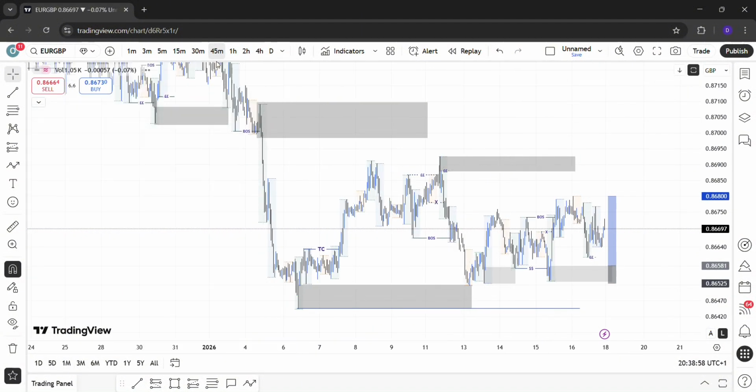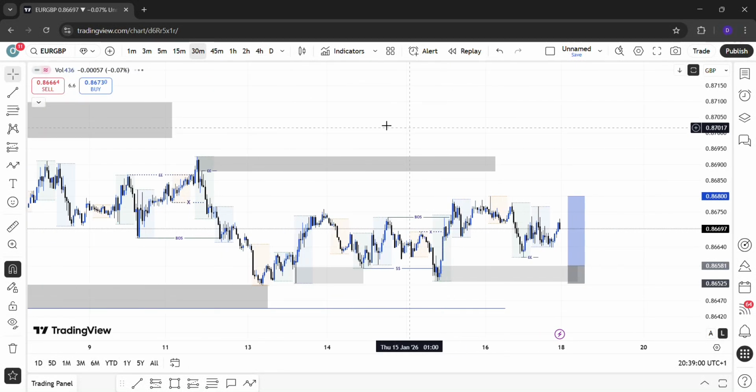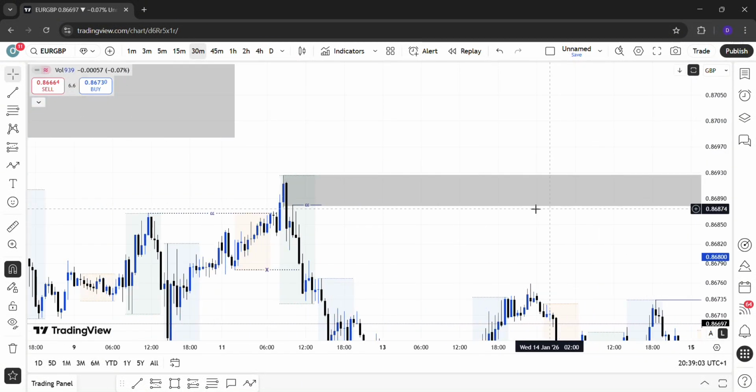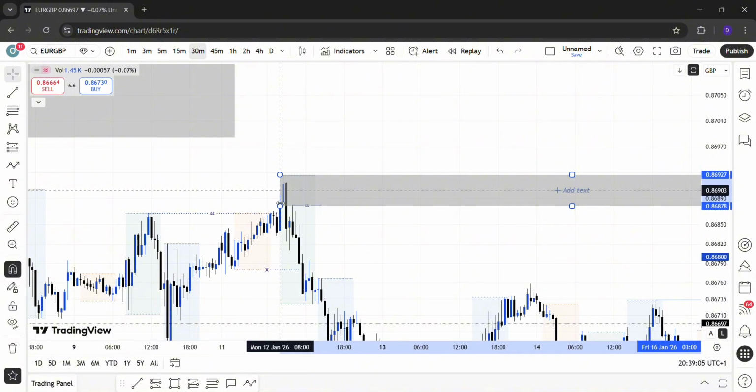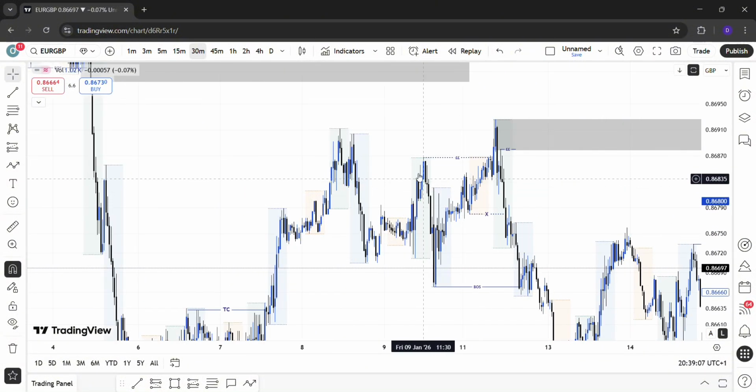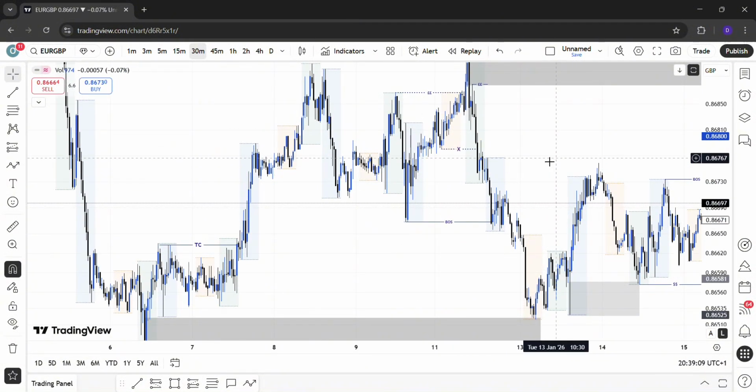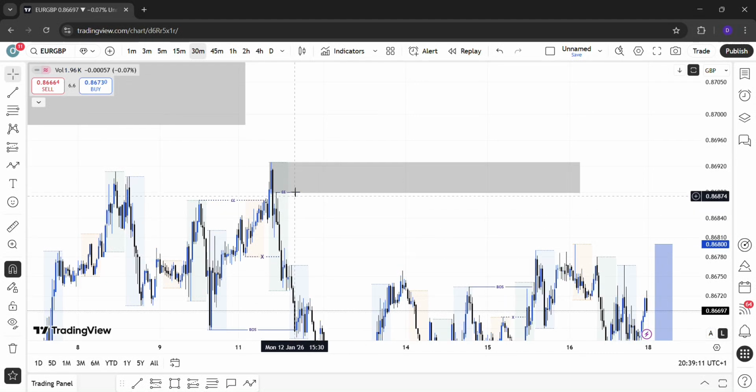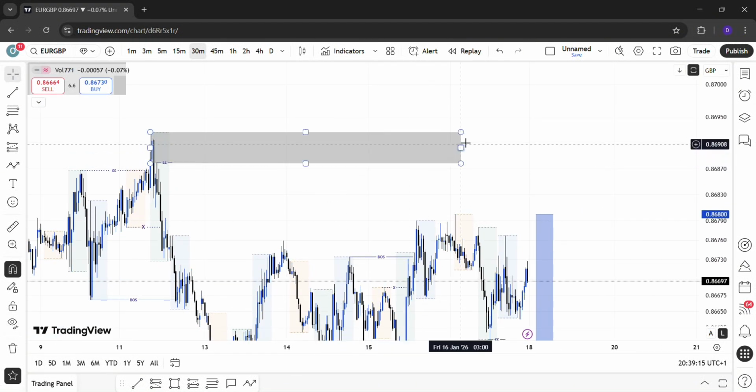And if you guys can see, as I marked here already, on the 30 minutes, we have this really nice supply zone sitting right here. Why is it a valid supply? Because we had this liquidity sweep, a break of structure, multiple fair value gaps, and then the last candle, the last buy candle before the massive sell to the downside.